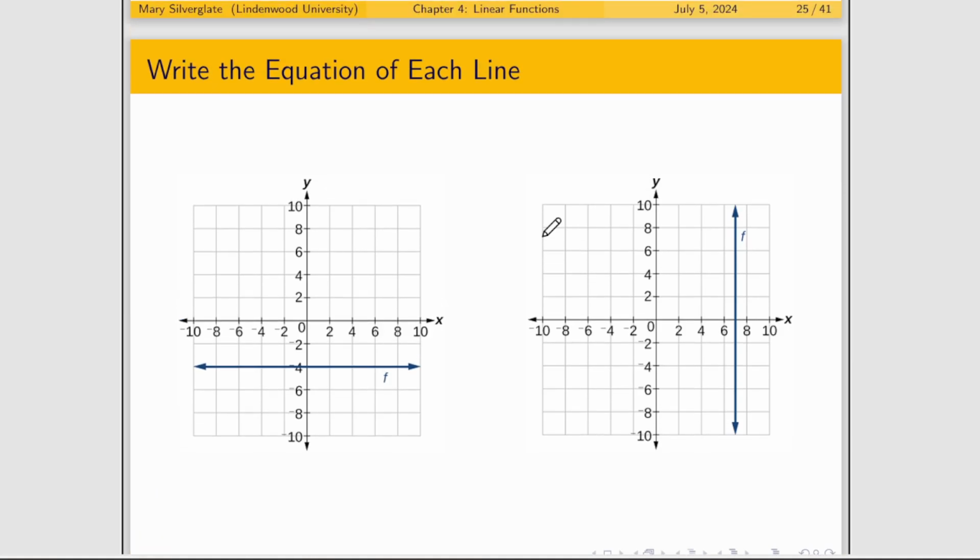So let's practice writing these equations. Go ahead and pause your video and see if you can write the equation of each of these lines. So this first one is a horizontal line such that y is always equal to -4. So it's y equals -4. The second one is a vertical line such that x is always equal to 7. So this equation is x equals 7.